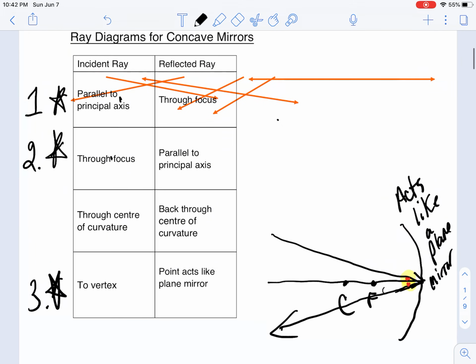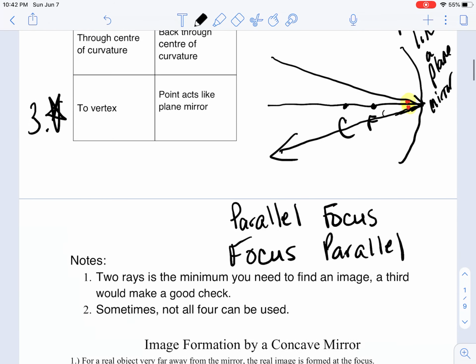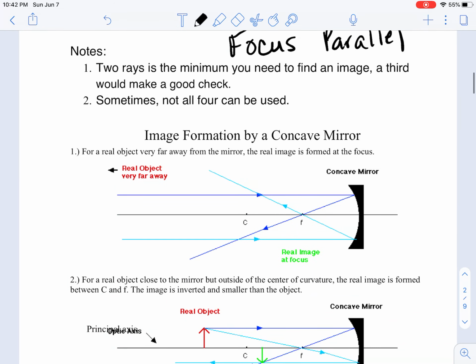Sometimes not all 4 can be used. So remember, we had 4 different options here. Sometimes not all 4 can be used. So again, I will use 1 and 2, and that will work most of the time. But sometimes one of those can't be used, and then I will default to the 3rd one. You can always do through the center of curvature and back again. It's just, no, not my favorite.